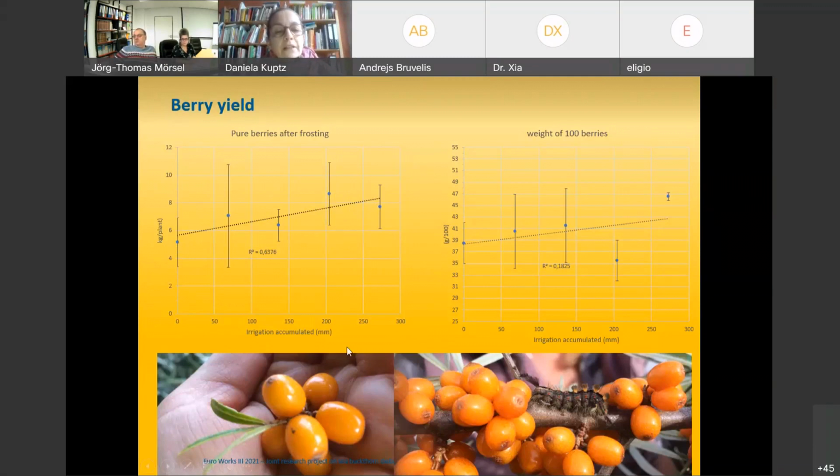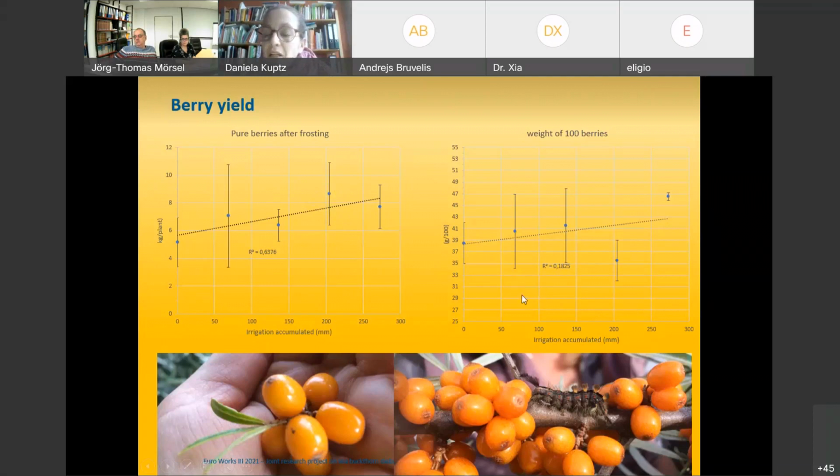Yes, I'm happy that we really nearly reached the amount of habego. Habego is described in literature with 9 kilo per plant, and we nearly got this amount of harvest at trail treatment number 4.